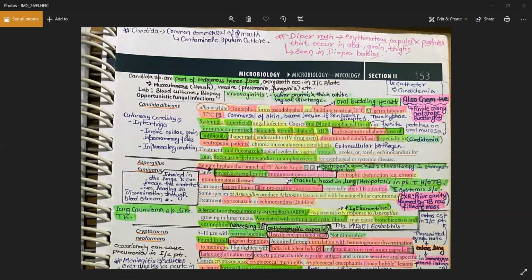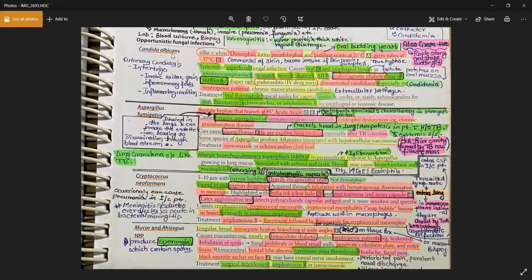Yeah, that's it. Then comes the Aspergillus fumigatus. Unlike Candida albicans, it is not a dimorphic fungus. Very important point, it is not a dimorphic fungus. It can only exist in the mold form, and in the mold form it has septate hyphae. In Candida albicans, you have the pseudohyphae.